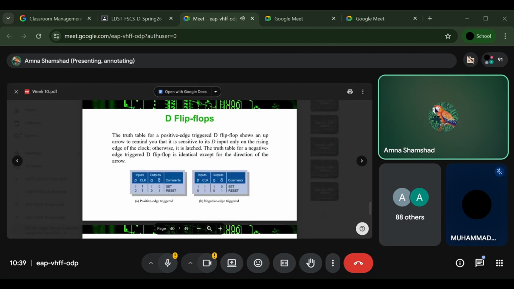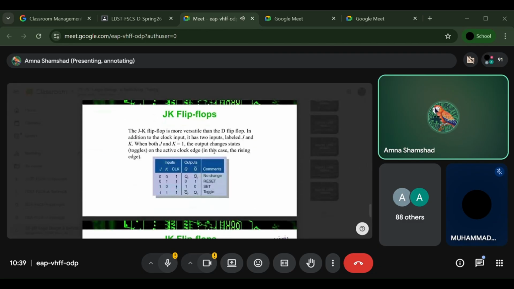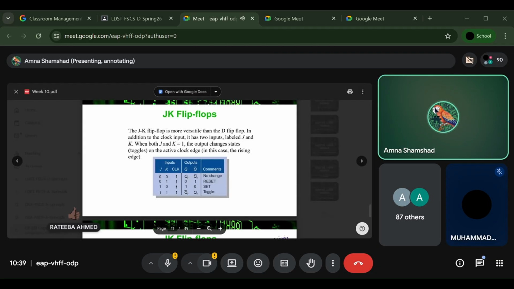So the next thing is JK. What was the JK? JK is the set reset, and we have two inputs. The same thing, but this time a minor change in the truth table: we have a clock signal present in it. If we are talking about positive edge triggering, then I have to show an upward arrow in my clock column. And if it's the falling edge, then I have to show the downward arrow in the clock column. Clear to all of you?